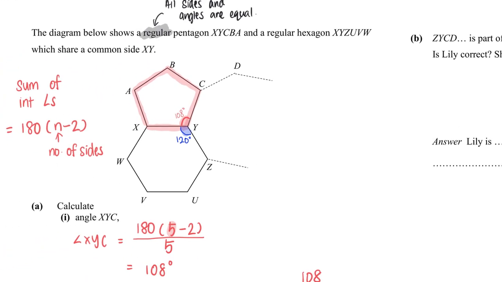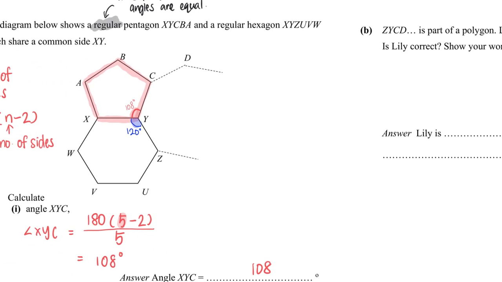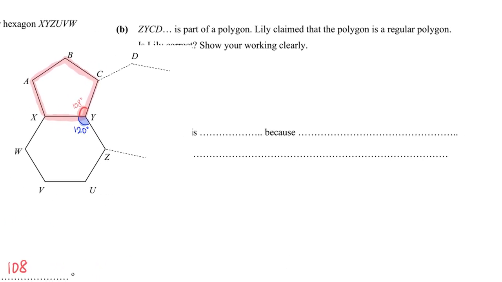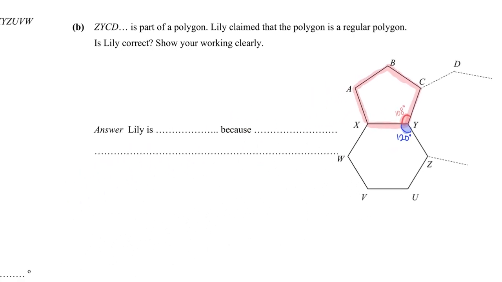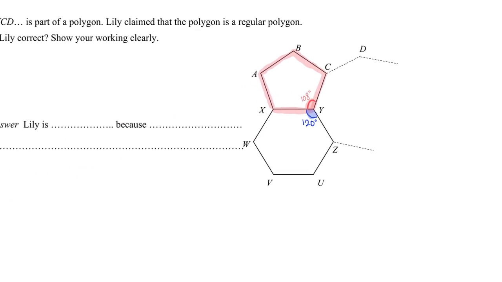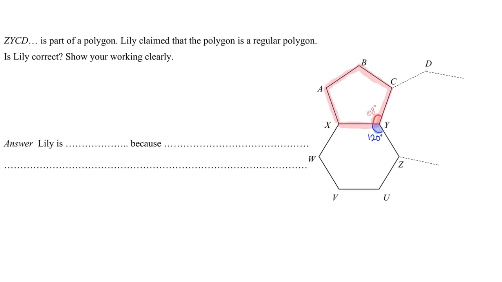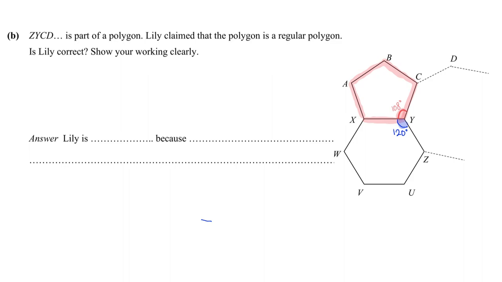Last part of this question. ZYCD is part of a polygon. So I'm going to just cut this out and put it oval. That will help us to look at this question easily. Okay. And this question tells us that this is part of a polygon. Lily claimed that the polygon is a regular polygon. Is she correct or wrong?